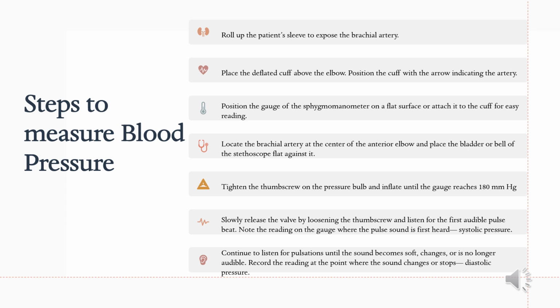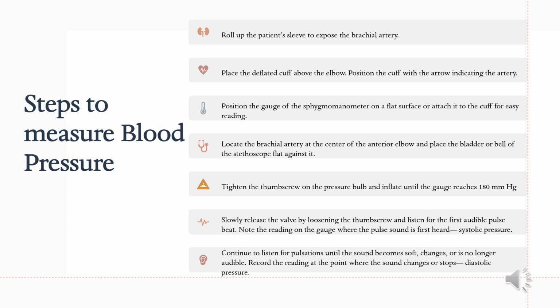The steps involved in measuring a blood pressure include rolling up the patient's sleeve to expose their brachial artery. You place the deflated blood pressure cuff above the elbow and position the cuff with the arrow indicating the artery over the brachial artery. Position the gauge of the sphygmomanometer on a flat surface or attach it to the cuff for easy reading. Locate the brachial artery at the center of the anterior elbow. Place the bladder or bell of the stethoscope flat against it. Tighten the thumb screw on the pressure bulb and inflate the gauge till it reaches 180 millimeters of mercury.